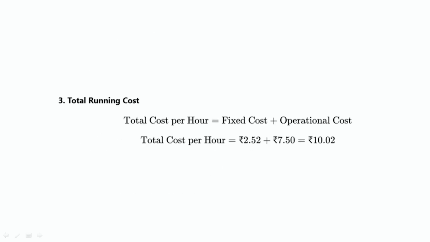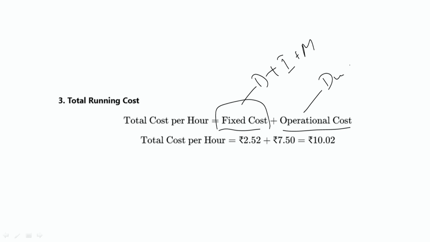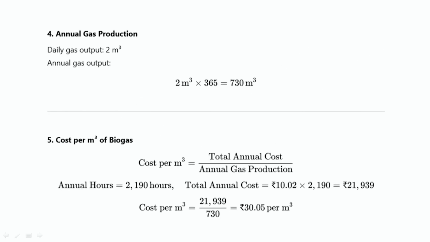See, the total running cost includes the fixed cost and the operational cost. Fixed cost includes the depreciation, the interest, and thereafter the maintenance, and the operational cost includes the dung cost plus labor cost. All these things combined come to 2.52 rupees as fixed cost and 7.5 rupees as operational cost, making it 10.02 rupees as our total running cost.